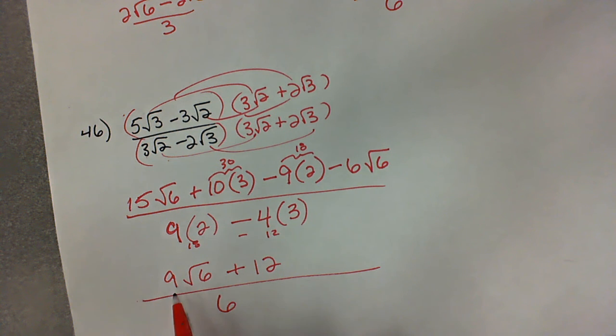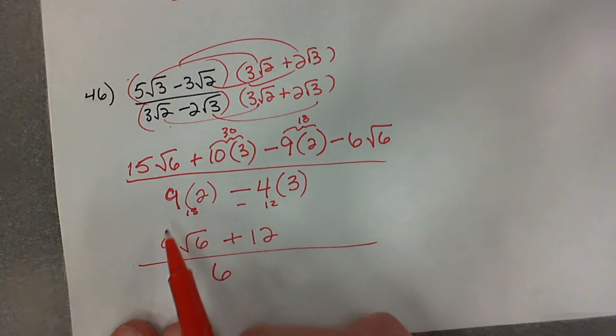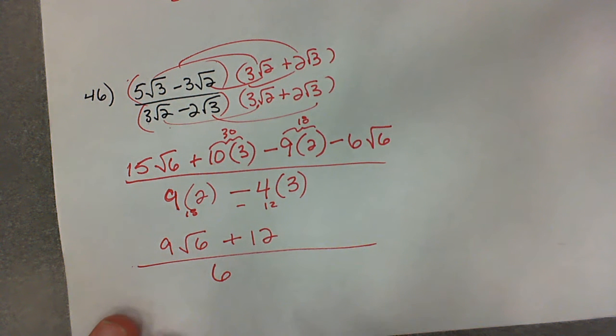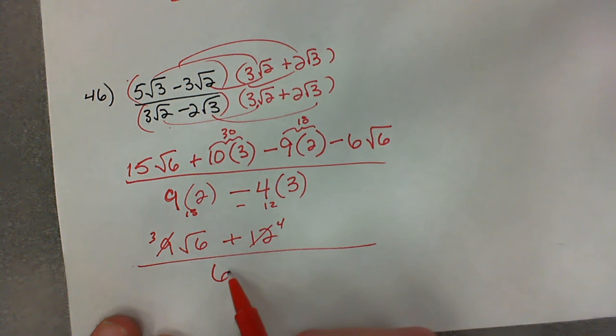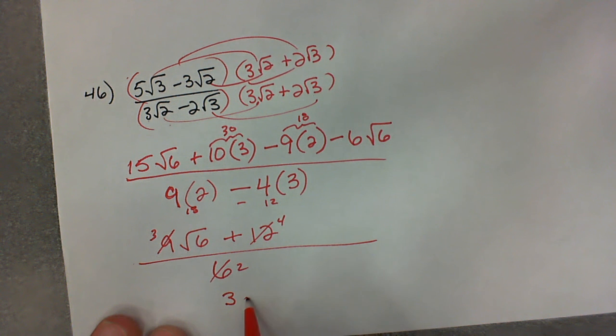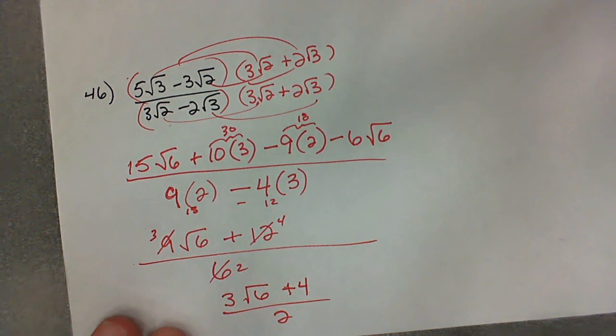Okay. But now we have a 9, a 12, and a 6. Those are all multiples of 3, so we can take a 3 out of there. That's 3 out of there, and a 3 out of there. Which should get you your final answer of 3 square root of 6 plus 4 all over 2. And that's your final answer.